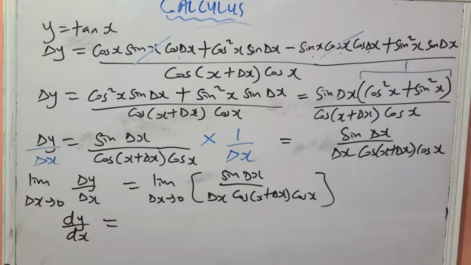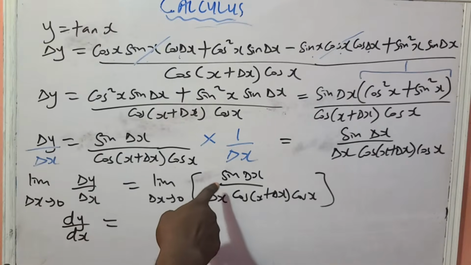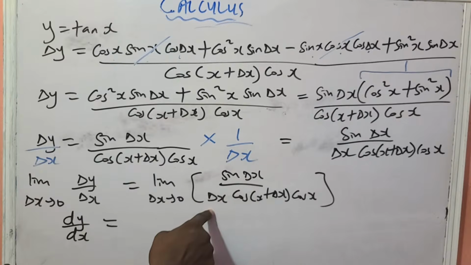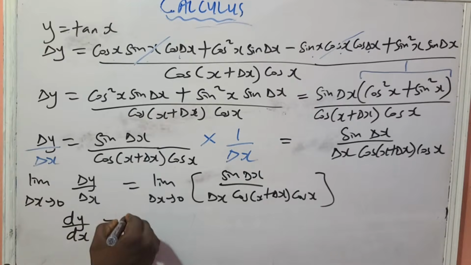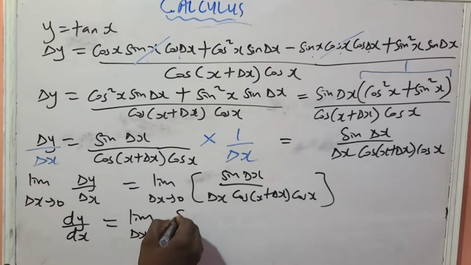Just pay attention to the splitting now. You have to be familiar with your identities, which will really help you a lot. Now, I know that when I take the limit as change in x tends to 0 of sine change in x over change in x, I get 1. So I'm going to make the arrangement to bring that into fruition.